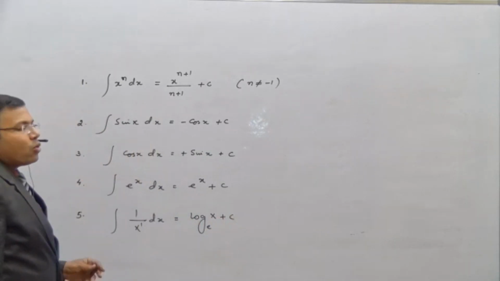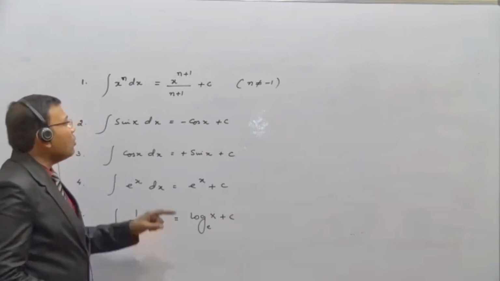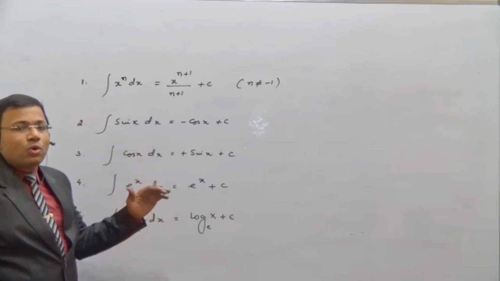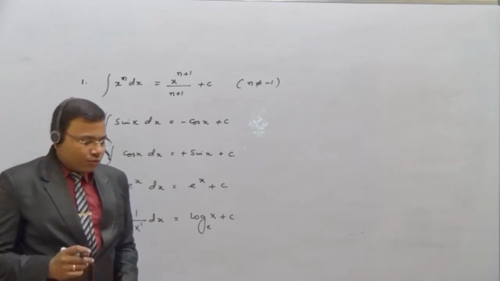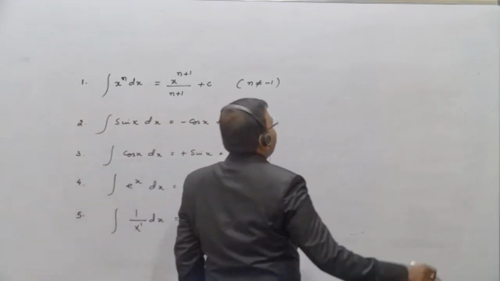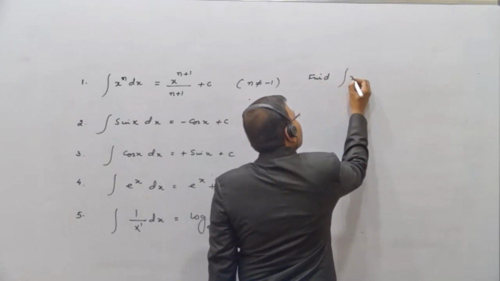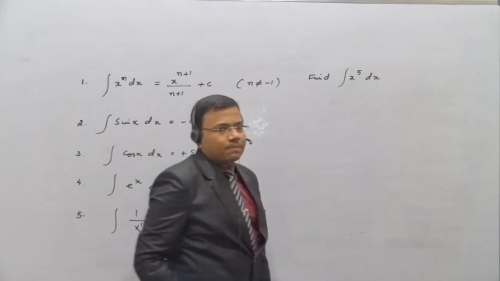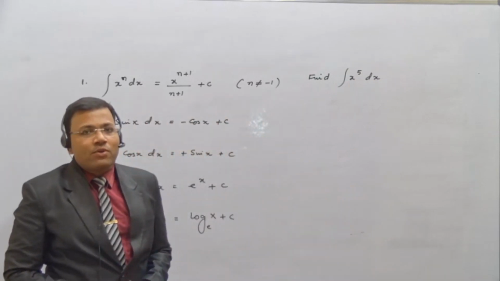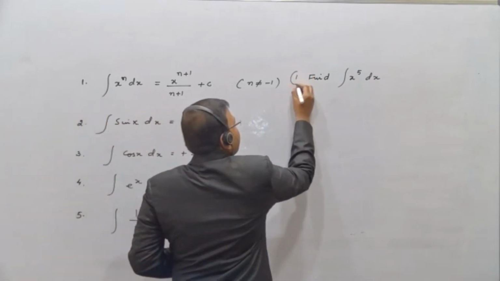So we have to work only for this as far as physics is concerned. Now we go for the first formula, how to use this formula for the given function. For that, let us go with the questions itself. Find integration of x power 5 dx. The first question, find integration of x power 5.